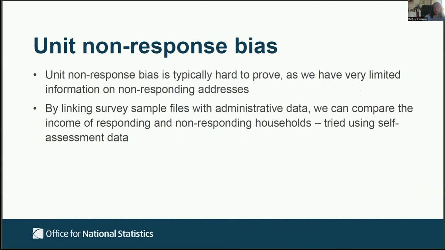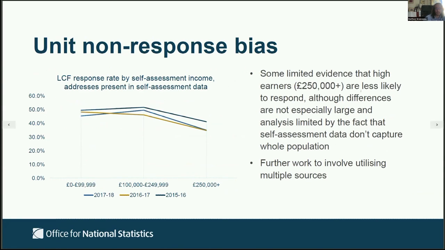I mentioned non-response bias, so perhaps high income individuals just aren't responding to surveys. What we set out to do is calculate essentially an LCF survey response rate by income. I have to put a very heavy caveat on this, because we have so far only been able to do this with self-assessment data. Not everyone completes a self-assessment return, so that limits what we've been able to do here and the robustness of the results, and we want to repeat it using income from more sources.